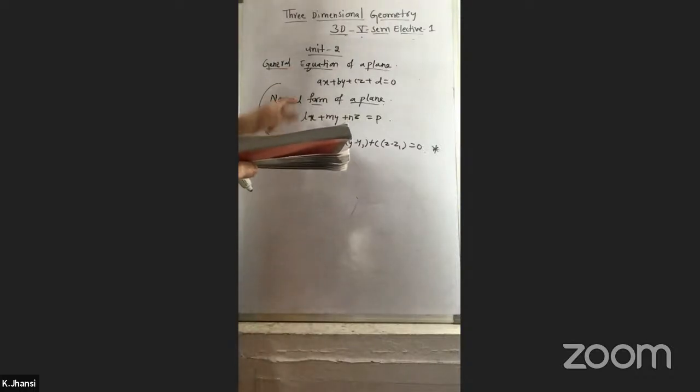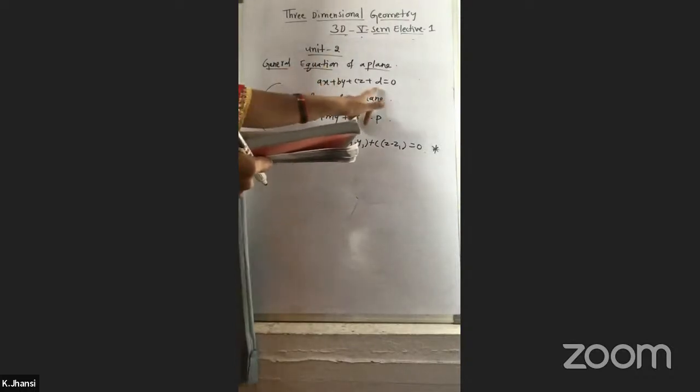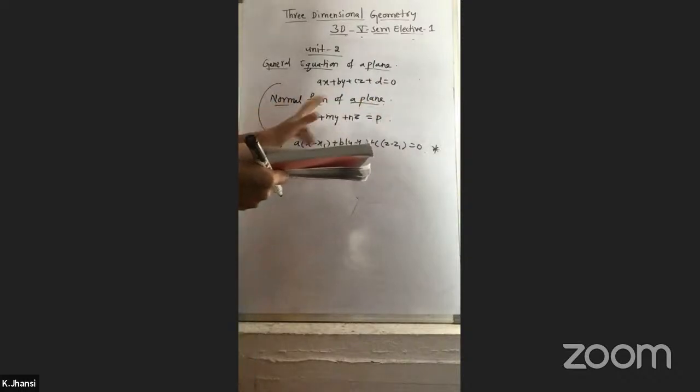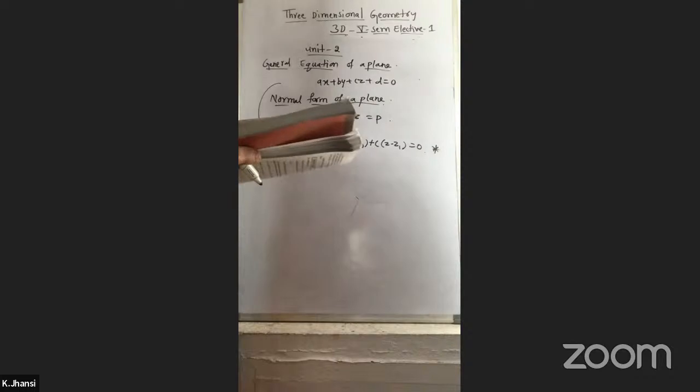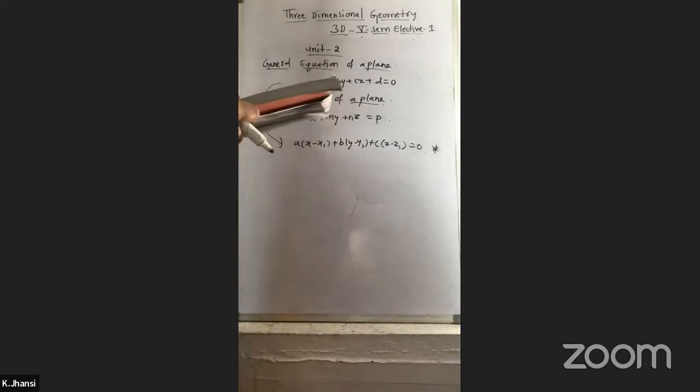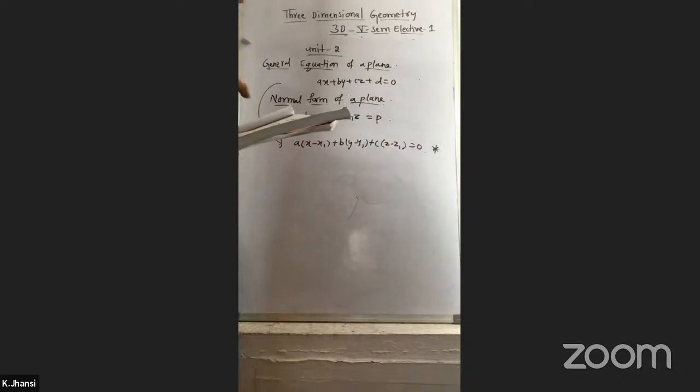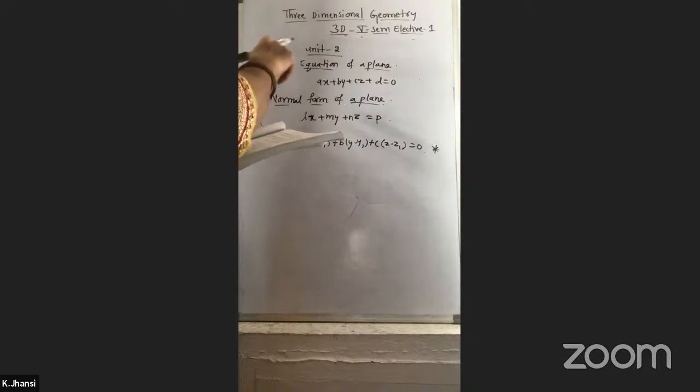This is the formula. And actually the general equation of a plane is this one. Normal form of a plane is this one. So when the general equation is given, from that we can transform the equation into normal form. That is the procedure you have on page number 45. So the general equation of the plane is ax plus by plus cz plus d equals to 0, and normal form is this one.